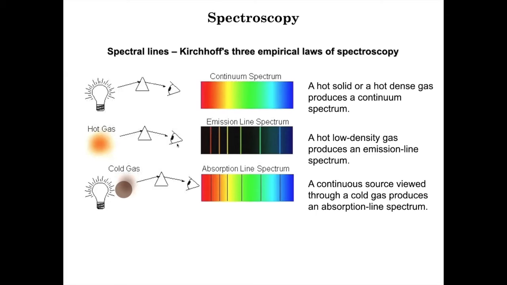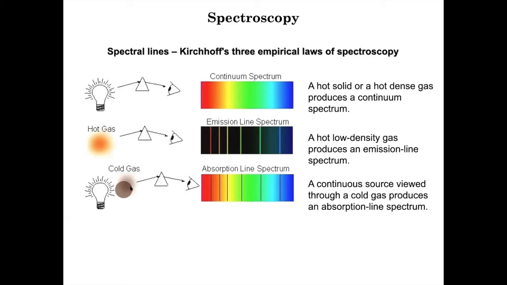The second law states that a hot, tenuous gas produces light with emission lines at discrete wavelengths. So you have a diffuse hot gas here, pass the light through a prism, and then you're going to see emission lines.